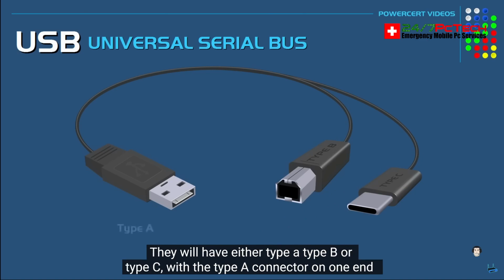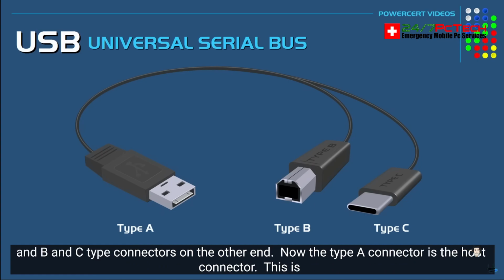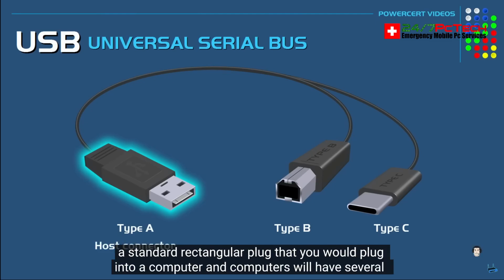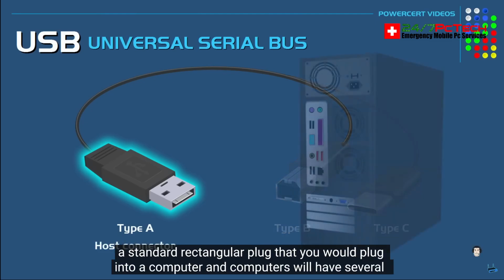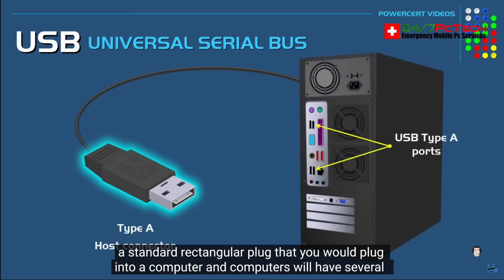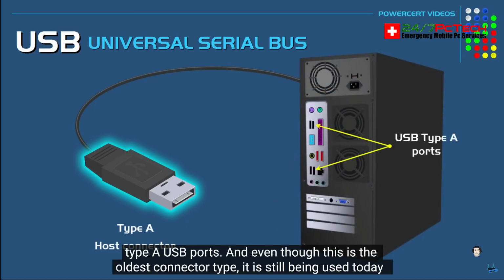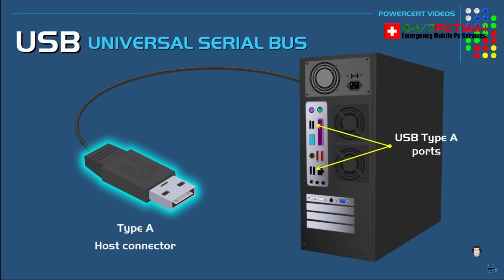They will have either Type A, Type B, or Type C, with the Type A connector on one end and B and C type connectors on the other end. Now, the Type A connector is the host connector. This is a standard rectangular plug that you would plug into a computer. And computers will have several Type A USB ports. And even though this is the oldest connector type, it is still being used today.